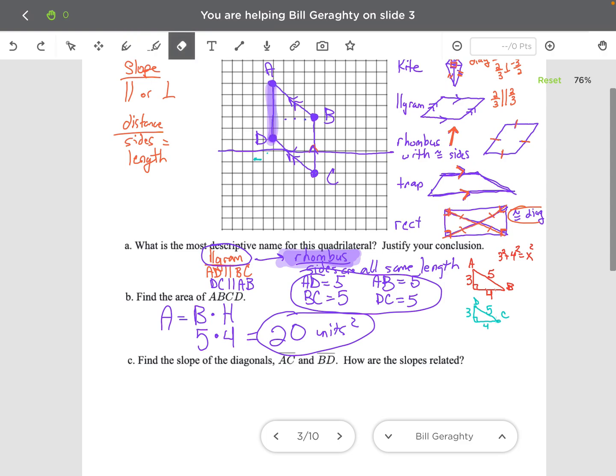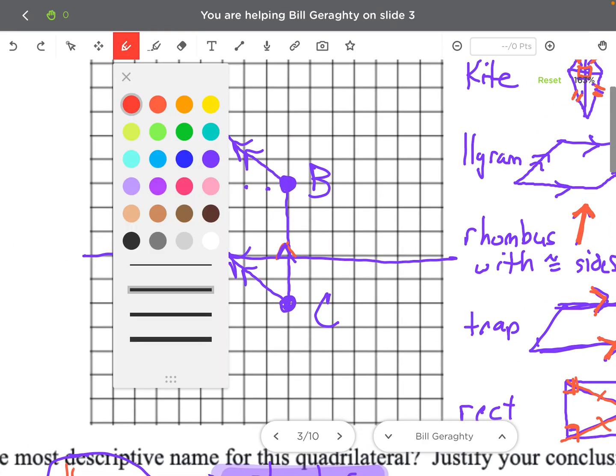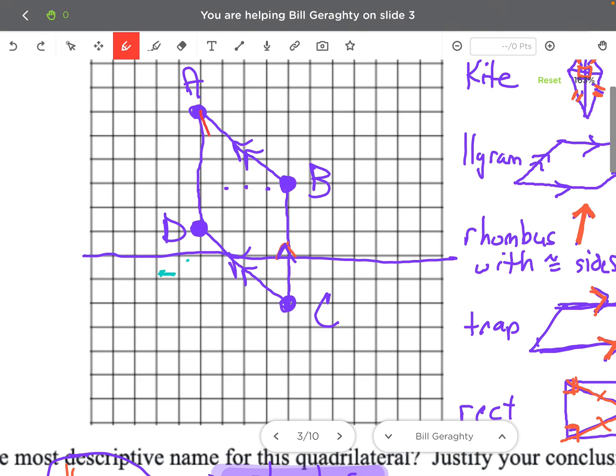Find the slope of the diagonals from A to C and B to D, and how are the slopes related? Okay, so let's go ahead and look at this. From A to C, they want to know what this slope is. So I like to build my slope triangle. There's my slope triangle. And it looks like it goes down 1, 2, 3, 4, 5, 6, 7, 8.